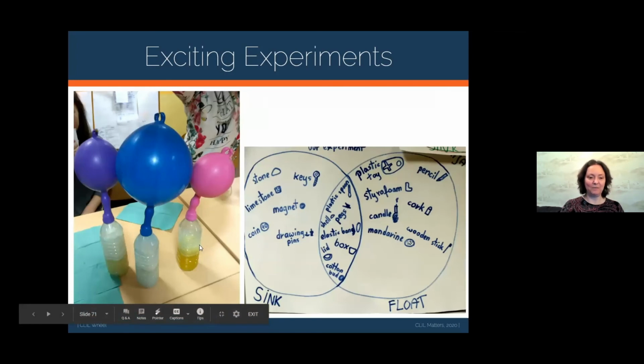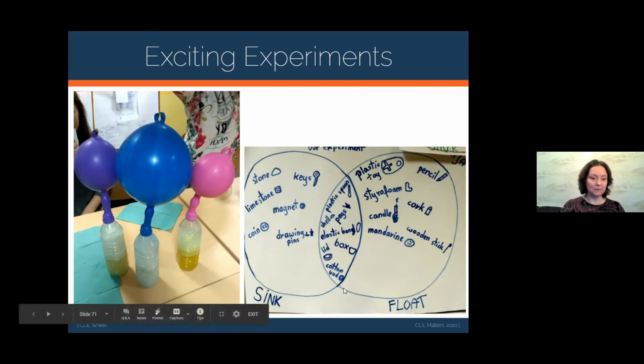You see 3 bottles and 3 balloons. The balloons contained baking powder, and 3 bottles contain different acids. So we had vinegar, lemon juice. Gosh, I don't remember the last one, but the question was, which of those mixtures is going to produce most gas? And you see the blue balloon, I think that's vinegar. The blue balloon is the biggest.